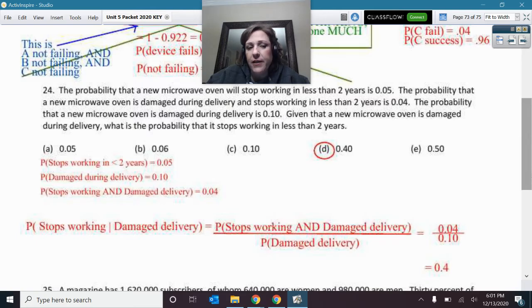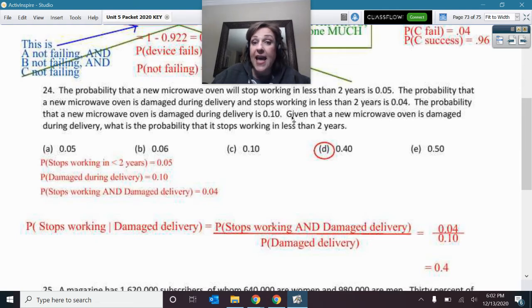I think at first when I read this, I thought I was going to do a tree diagram. But then I kind of sorted through what it was talking about. And so the probability of stopping is 0.05. The probability of being damaged is 0.10. And then they told me the overlapping part, the stopping and damaged, is 0.04. So I have the total for part A and the total for part B, and then the overlap of A and B, if you want to think about those events.